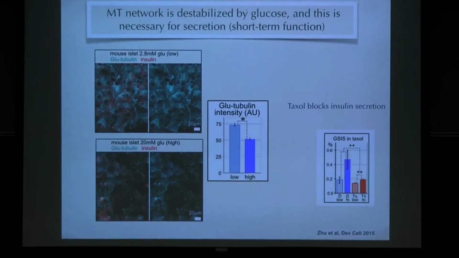But there is a second thing. One thing that glucose does to the microtubule system is that it enhances nucleation of Golgi-derived microtubules in order to make more granules. But another thing that we found is that the lifetime of pre-existing microtubules is decreased. So microtubules are depolymerized, and the whole microtubule network is remodeled. Old microtubules depolymerize, new microtubules polymerize. We detected this using the marker glutubulin, which is basically a marker of microtubule lifetime. And we know that this destabilization is important. If we over-stabilize microtubules, secretion cannot occur.